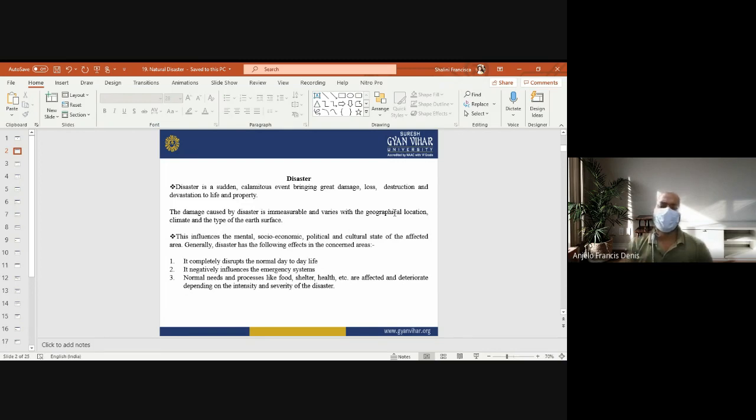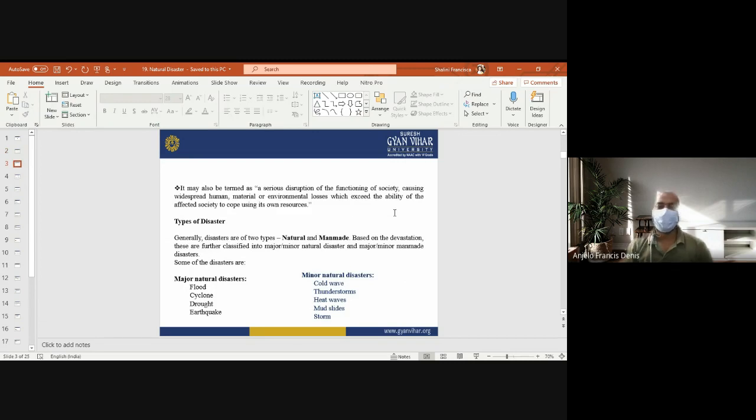Suppose we take an example like flood. Nowadays a major part of Bihar is experiencing a flood-like situation. We are all well aware of what things are in shortage in a flood-affected area. Definitely there will be a shortage of food, shelter, health facilities, etc. So whatever the type of disaster, there is a shortage of several things. Human beings as well as animals face several problems due to the occurrence of any kind of disaster.